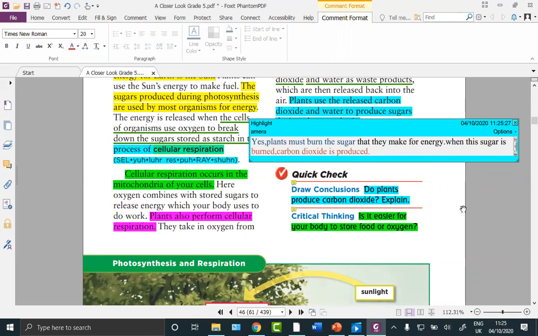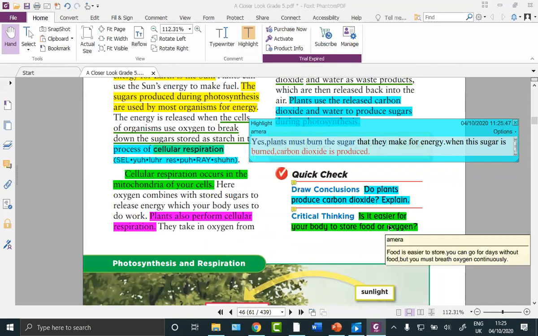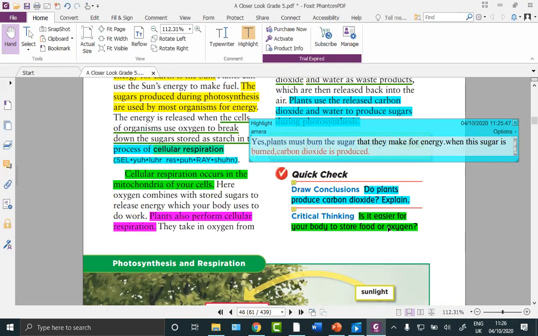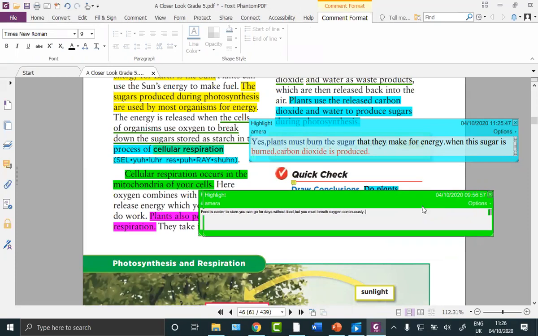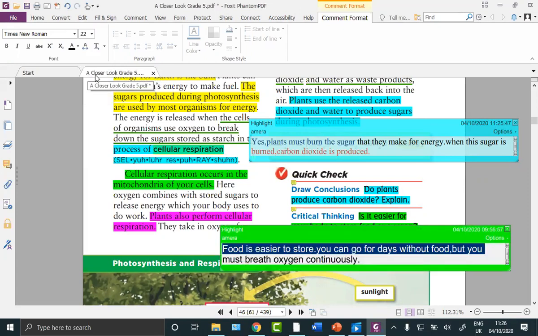Okay, question, critical thinking. Yasin Mahmoud. Yes, Mister. Read. Is it easier for your body to store food and oxygen? Food is easier to store. You can go for days without food, but you must breathe oxygen continuously.